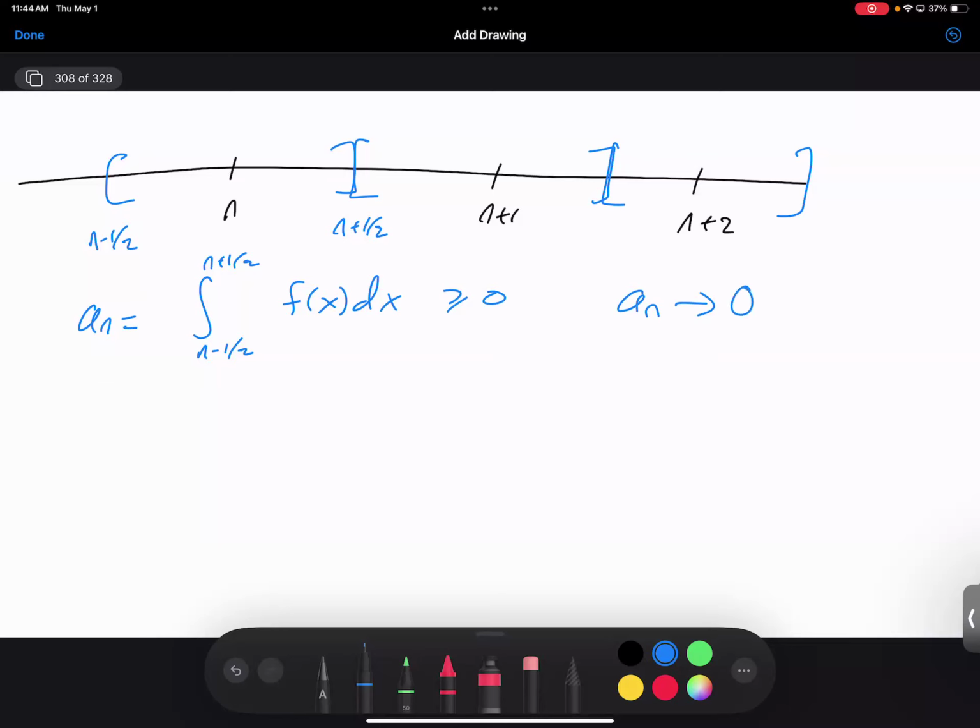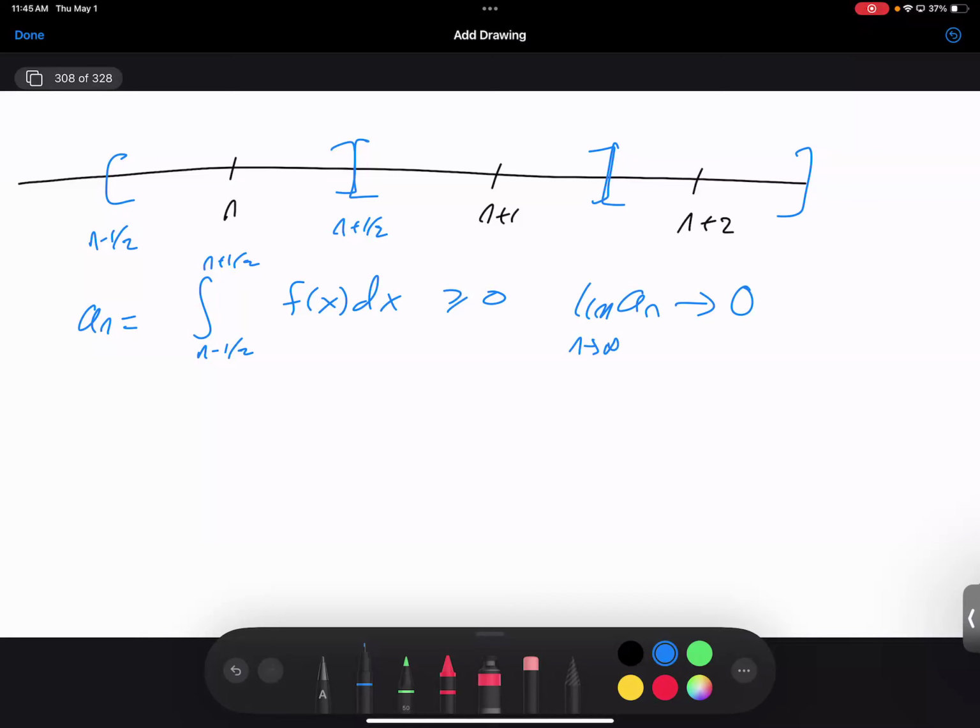They have to go to zero. We know that the limit as n goes to infinity of a_n has to go to zero, because we just showed that if the integral of f is finite, and we let a_n be the integral from n minus a half to n plus a half, then we can break the integral of f into these blocks. Each block is non-negative, right? So we know each of these blocks has to go to zero.